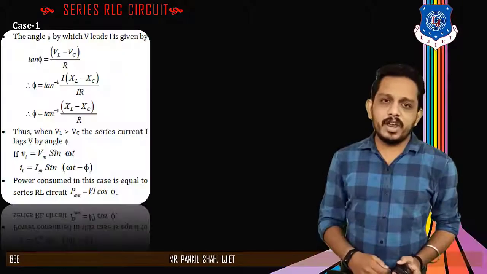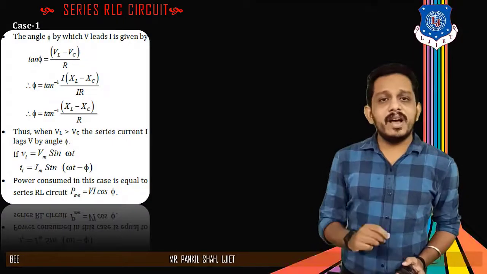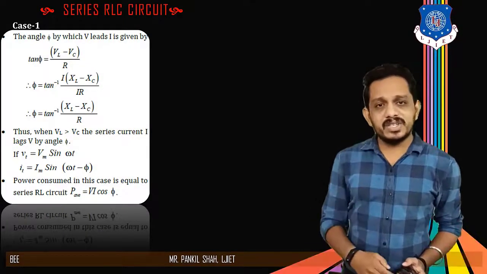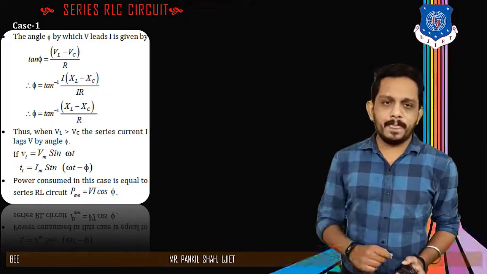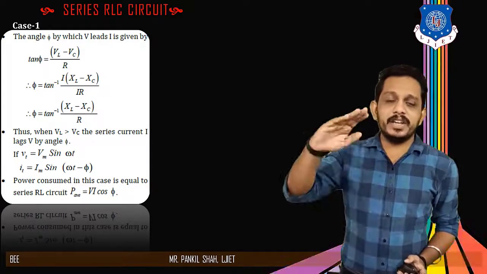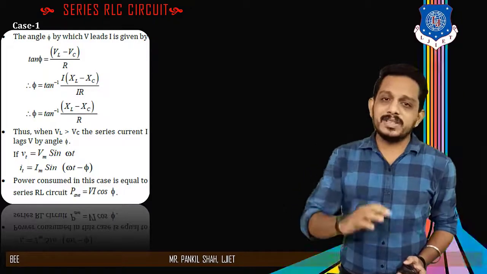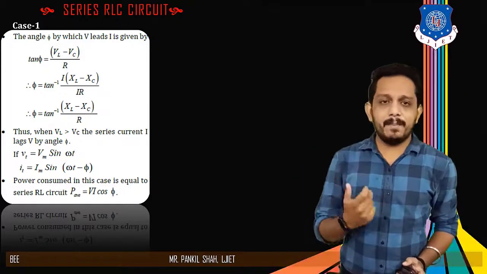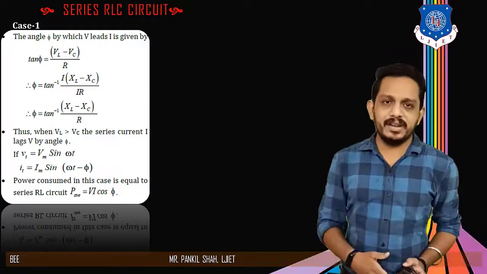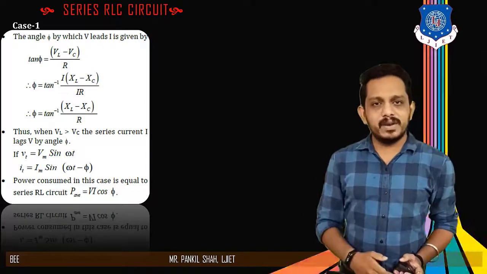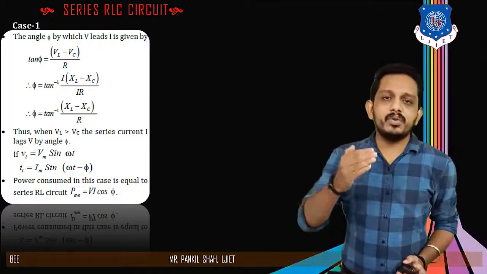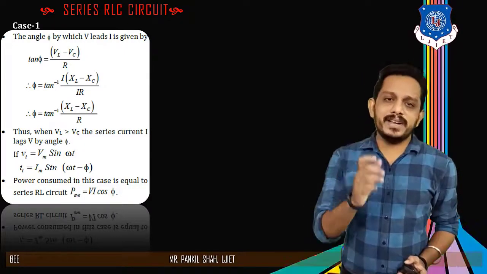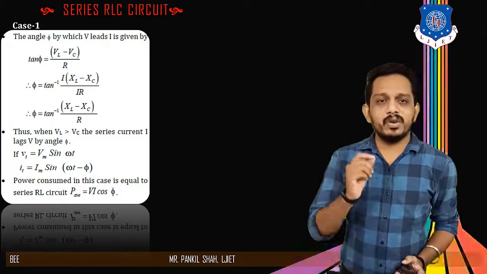So if we are talking about the first case, then the angle represented by that phasor diagram in the first case is given by phi. And we know that the resultant voltage was leading and current was lagging. So if you want to find that angle phi, then we can apply tan phi in that triangle. So tan phi is equal to the opposite side to the adjacent side. So the opposite side was VL minus VC and the adjacent side was VR.